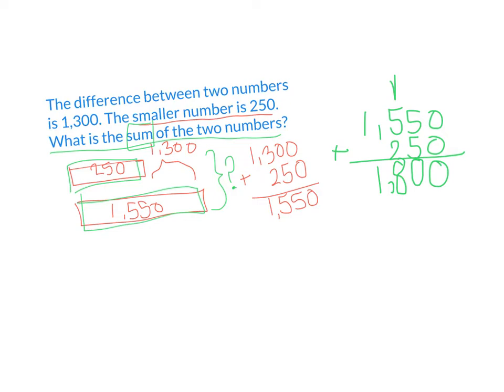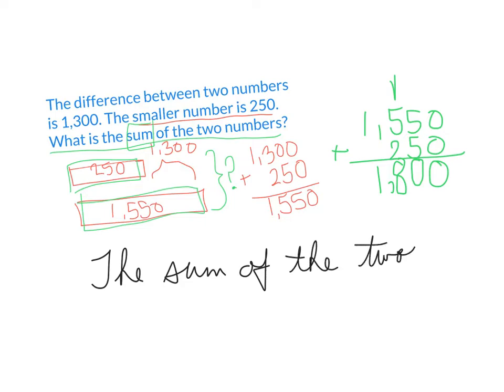We only have to write a sentence. You're right. We have to write a sentence since they asked us a word problem question. So we're going to write the sum of the two numbers is, what was it again?